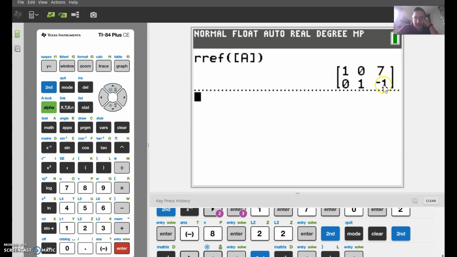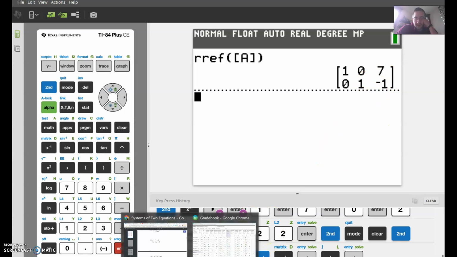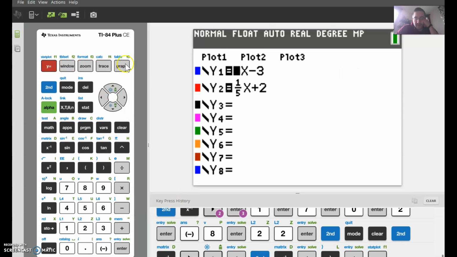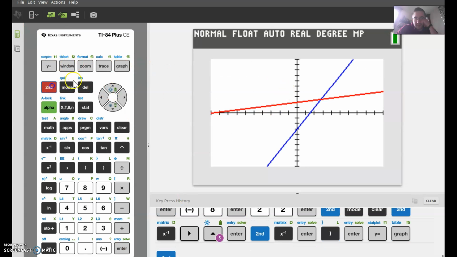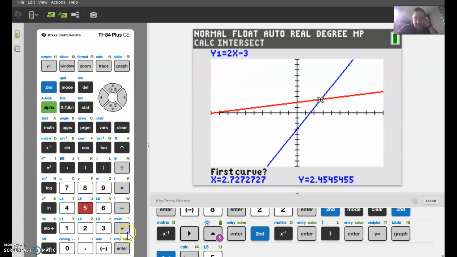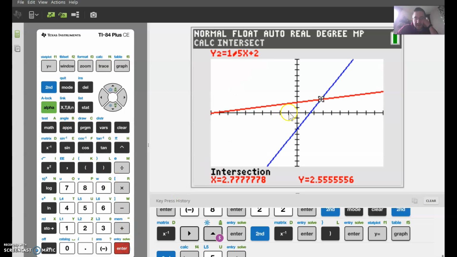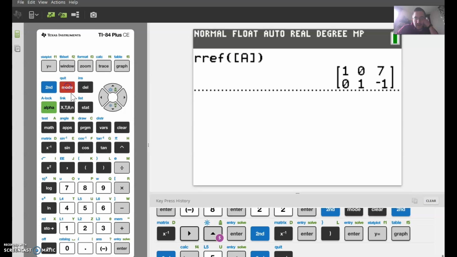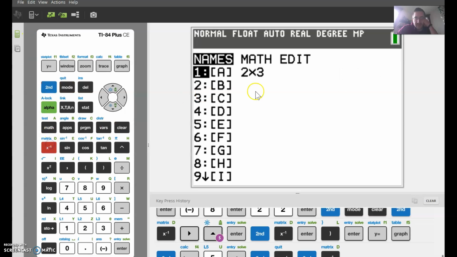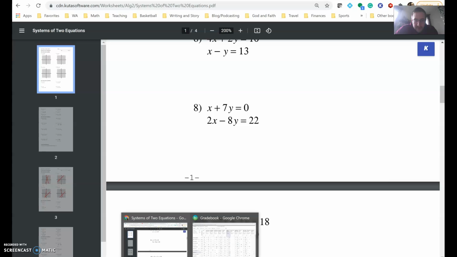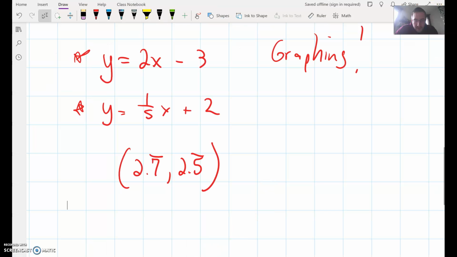Bada boom, bada bang. Okay, so you know how to solve by graphing now. Second trace 5, and then you push enter 3 times. Boom. And you know how to solve matrices using the row reduction method using the button combination second matrix. So hey, that's all I got for this video. Please bring in your calculator tomorrow. We will get after it.